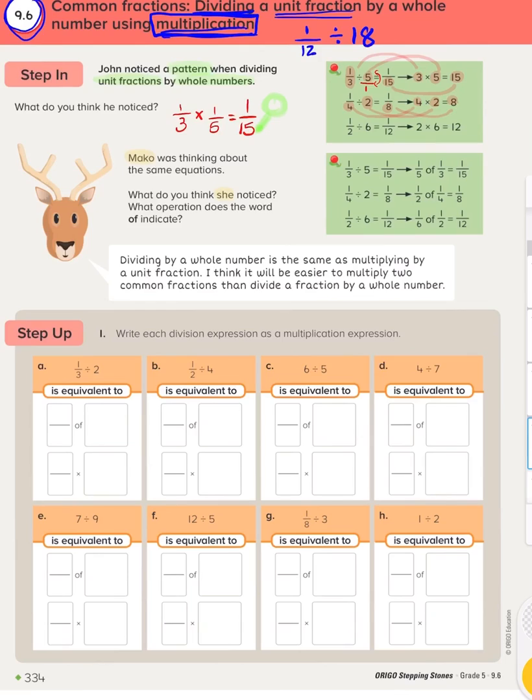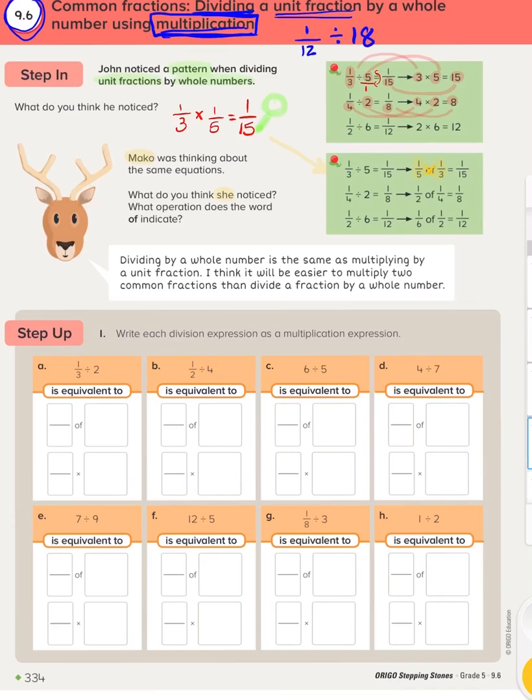What do you think she noticed, and what operation does the word of indicate? Okay, so she noticed what we noticed and what we've been doing. 1/5 of 1/3 is 1/15th, and we know that the word of, because we've done this before, means multiplication. 1 times 1 is 1. 5 times 3 is 15. So 1/5 of 1/3 is 1/15.